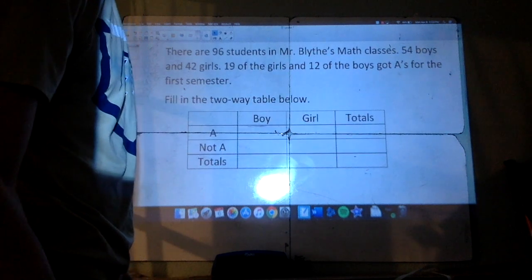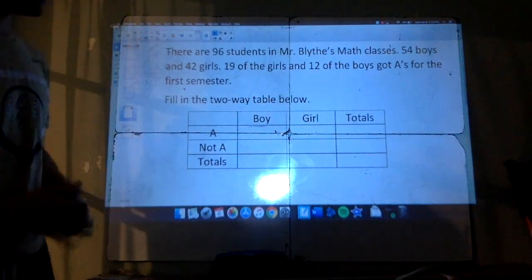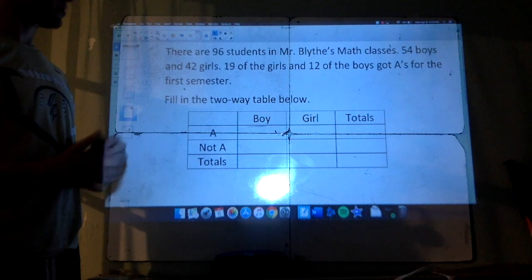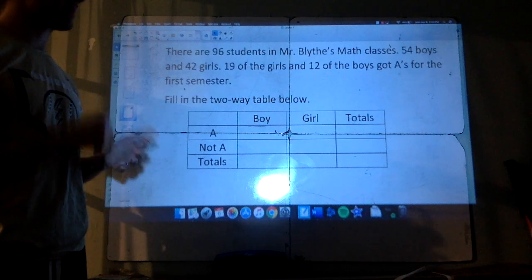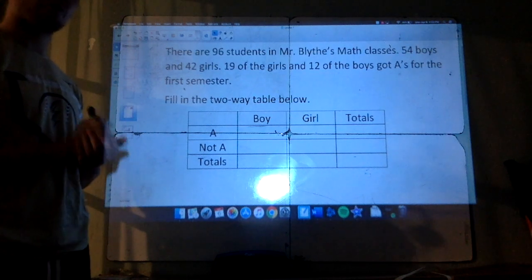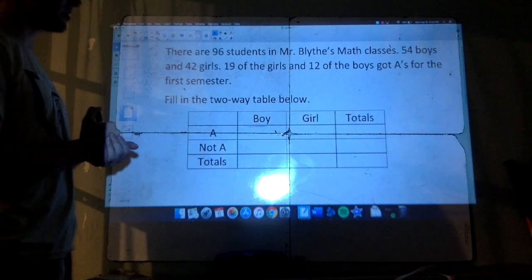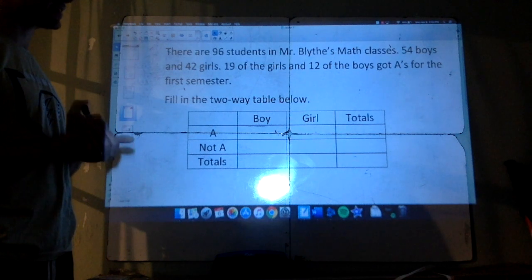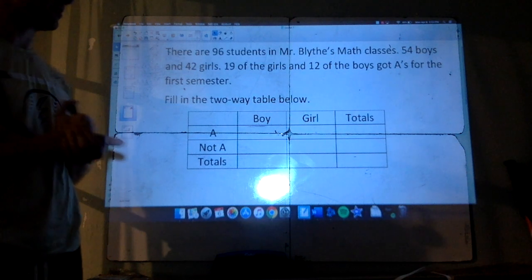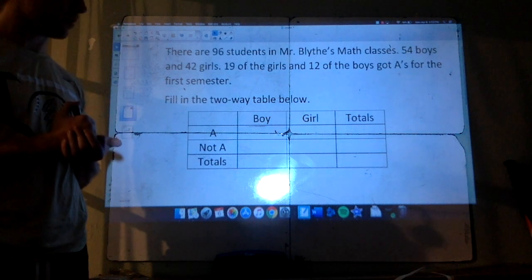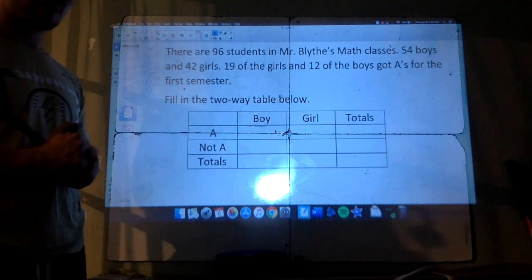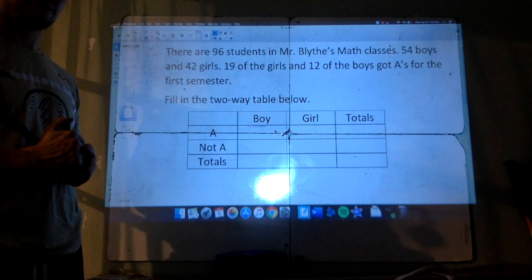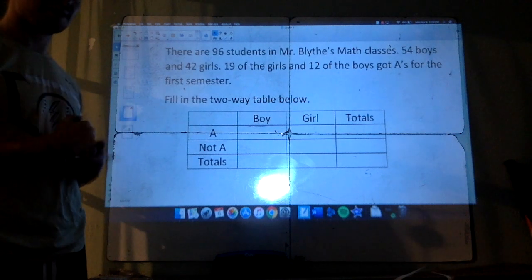Here's another one. Now I want to see if you can do this by yourself. So there are 96 students in Mr. Weiss math classes, 54 boys and 42 girls. 19 of the girls and 12 of the boys got A's for the first semester. Fill in the two-way table below. So pause the video, try to fill in that two-way table there the best you can. When you're ready, unpause it, and you'll see the answers.